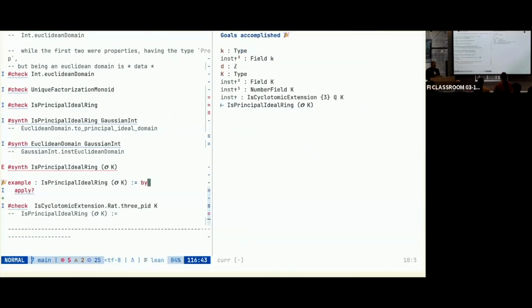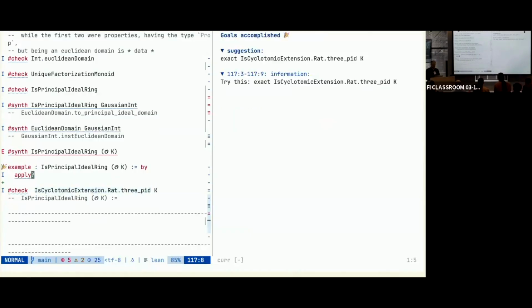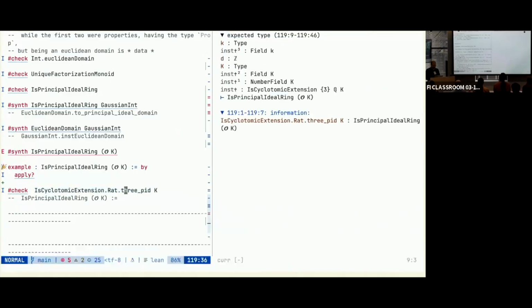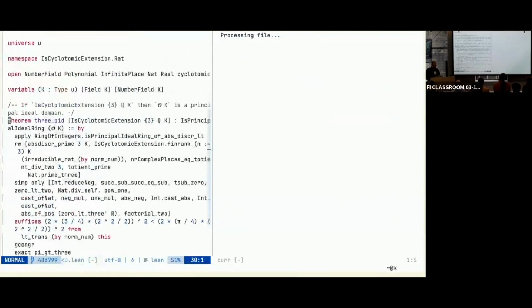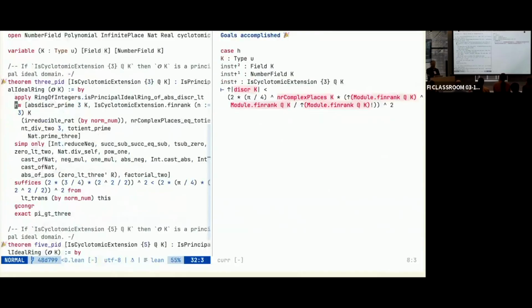Now, if you have a look at the proof of this theorem, it's called is cyclotomic extension rat three PID. If I go there, you see the proof is quite short, but it applies the theorem that if the discriminant of a number field is smaller than some expression, then the ring of integers is a principal ideal domain, something that comes from Minkowski theory. And then the rest of the proof is compute everything and prove that it's okay.